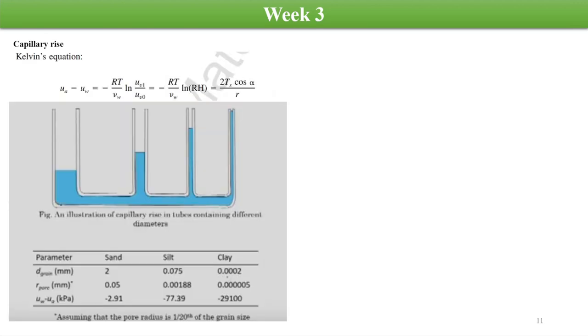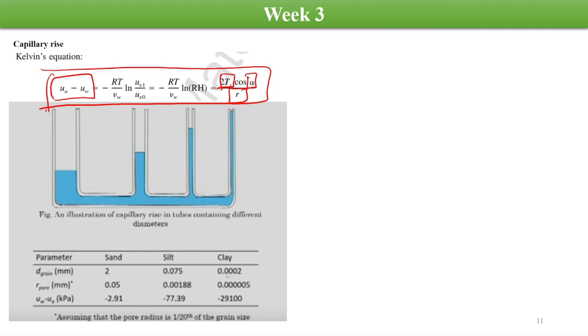So the capillary rise we studied from the Kelvin equation can be written, the matric suction can be written like this, and based on this we can determine the capillary height. The thing to note here is that the matric suction in a capillary tube, or the capillary height in the capillary tube, depends on the diameter of the capillary tube, as well as the surface tension of the liquid, as well as the contact angle.